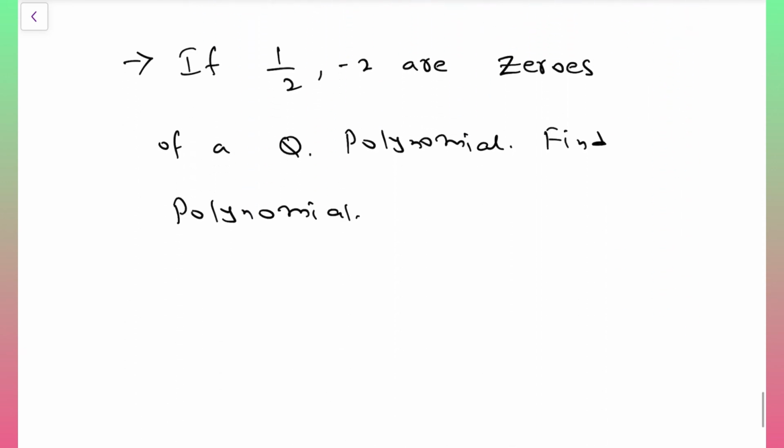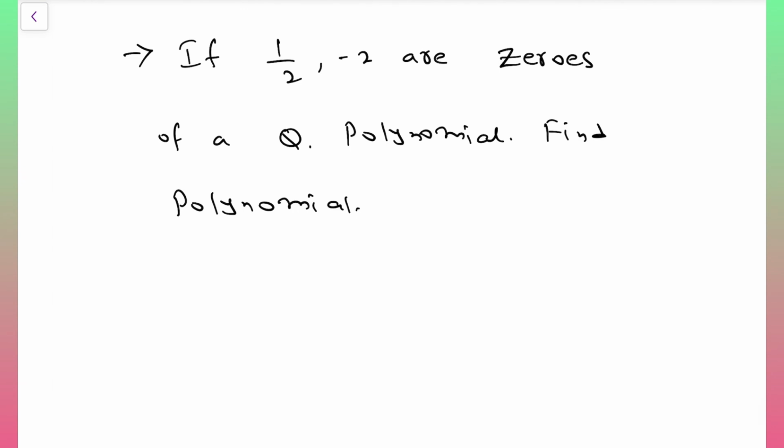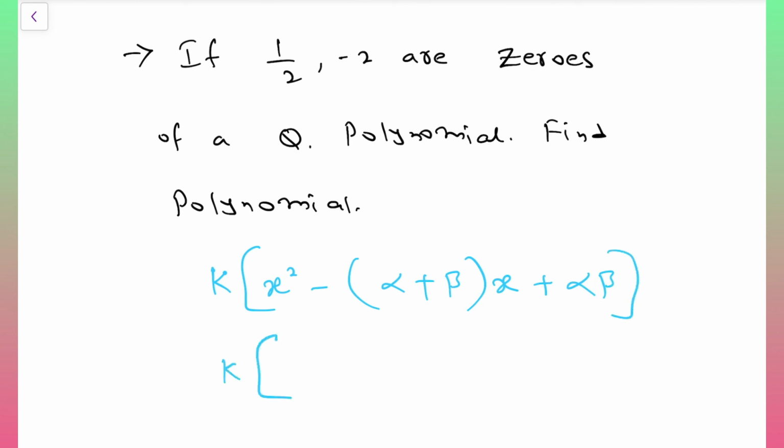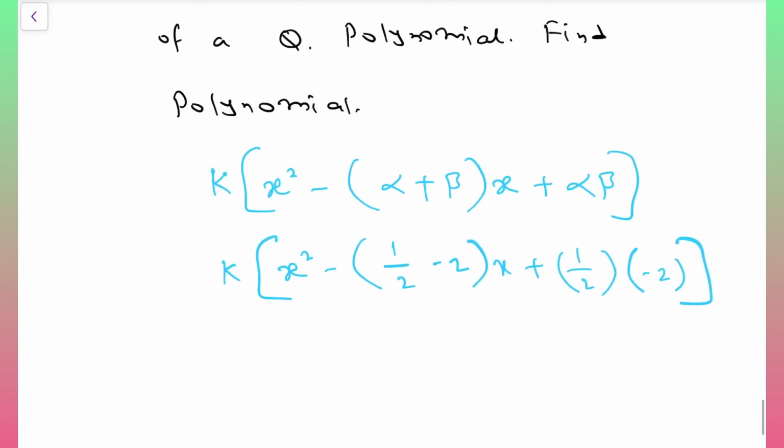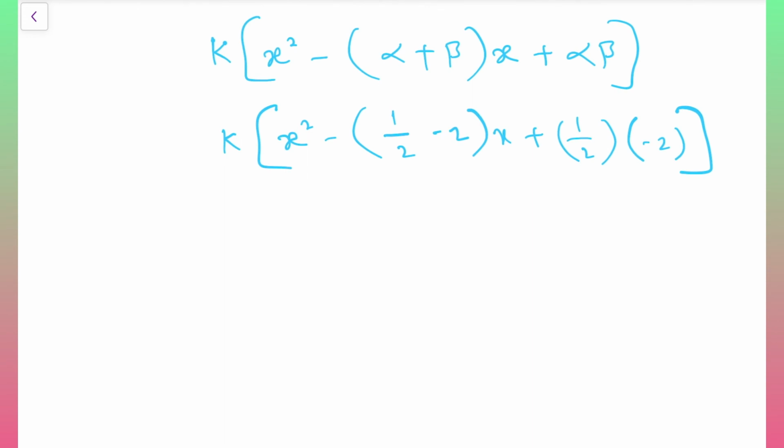Next, if 1 by 2 comma minus 2 are zeros of a quadratic polynomial, then find the polynomial. As usual, writing the formula: k times x square minus alpha plus beta into x plus alpha beta. K into x square minus alpha 1 by 2, beta minus 2, into x plus alpha 1 by 2 into beta minus 2. So let us simplify this further now.